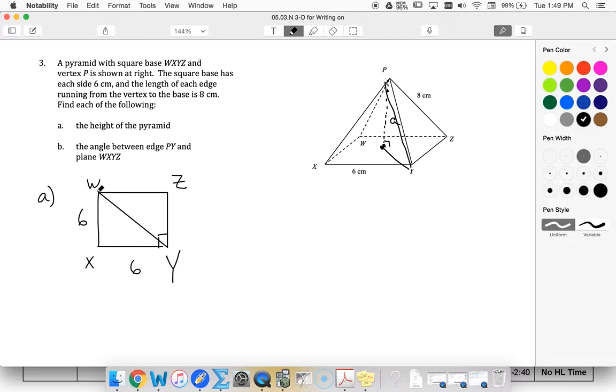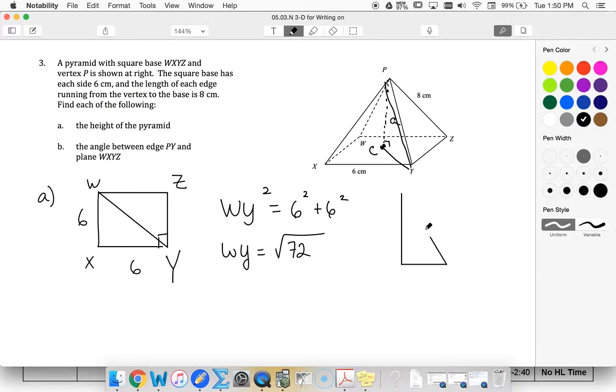So if I put in WY, I can find that using Pythagorean theorem. WY squared is 6 squared plus 6 squared. So WY is the square root of this answer, which is 72. Now, if I look at this triangle, I'm going to put a point C there for the center. So looking at that triangle, I could call it P, C, Y. So CY is half of WY. So that's half of root 72.